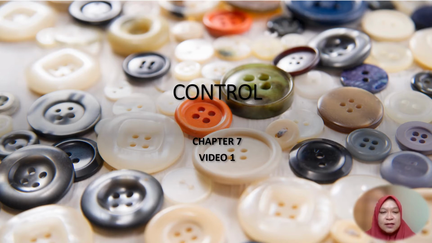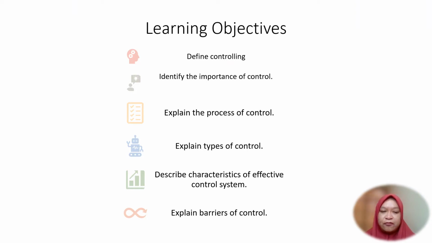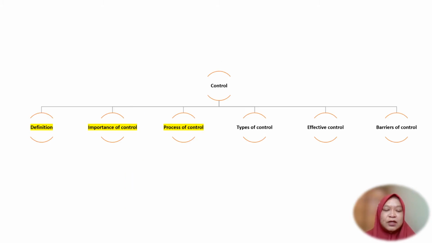So now we're in chapter 7, which is control. Let's see the learning objective for this chapter. In this chapter, we want to know the definitions for controlling, why controlling is important, the process of control, the types of control, what are the effective control systems, and how to overcome the barriers of the control problems. Basically these are the topics that we're going to look into in this chapter: definition, importance of control, process of control, types of control, effective control, and barriers.